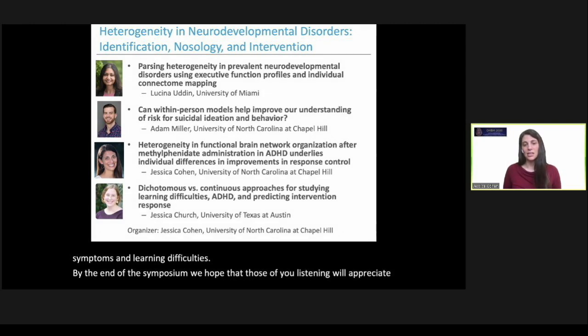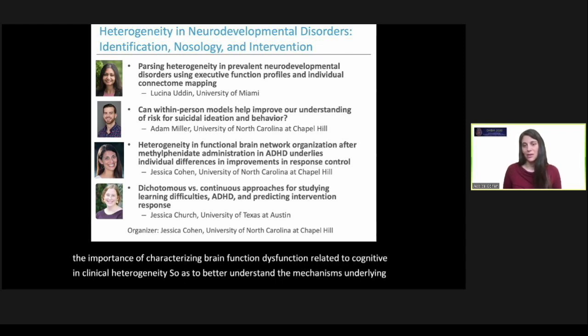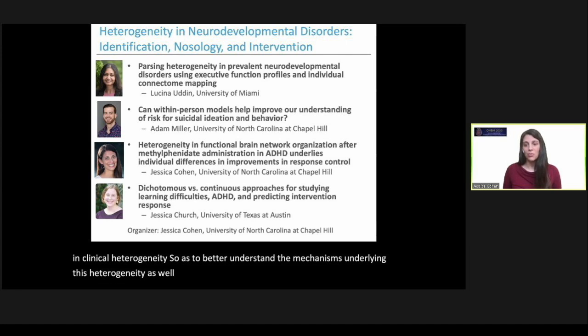By the end of the symposium, we hope that those of you listening will appreciate the importance of characterizing brain function and dysfunction related to cognitive and clinical heterogeneity so as to better understand the mechanisms underlying this heterogeneity, as well as the promise that this approach has for the development of personalized treatment strategies.